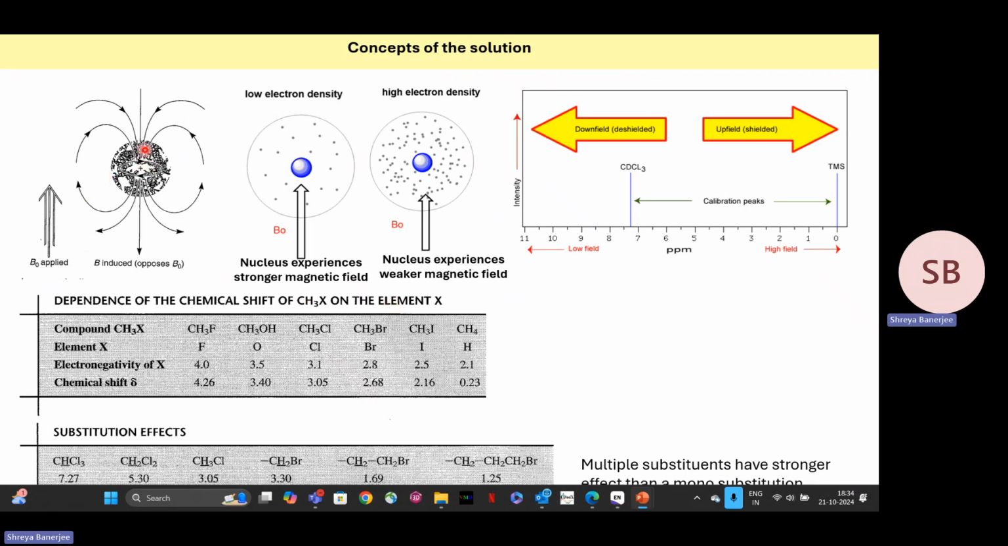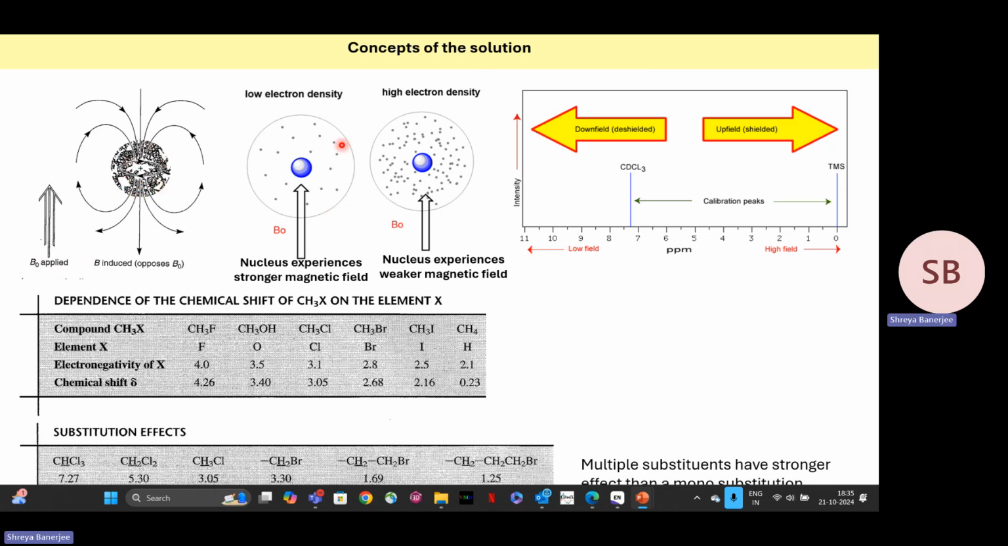The nucleus is surrounded by electrons. One field is the external magnetic field you're applying, that is B0, which is upwards. This magnetic field is causing the electrons to move, and the movement of charged particles or electrons creates another magnetic field called the induced magnetic field, which is in the opposite direction. You can see it is downwards. So the induced magnetic field reduces the net magnetic field that is affecting the nucleus.